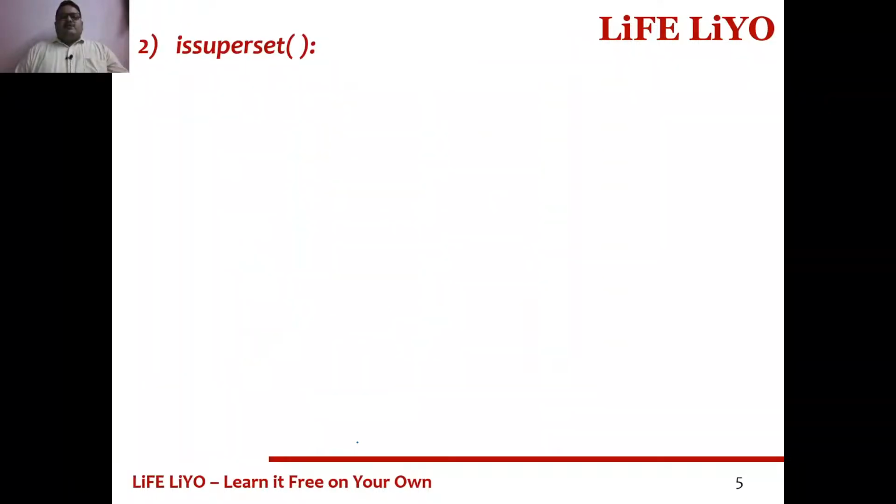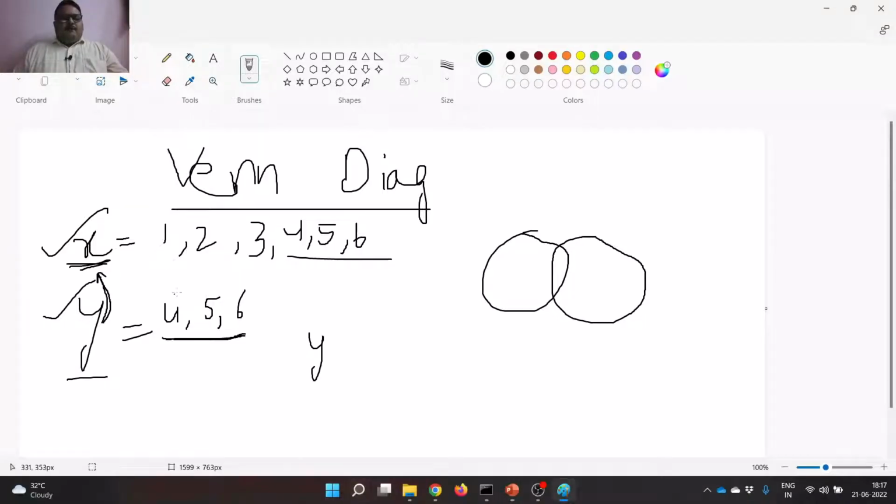Next is superset. Subset is a smaller thing; here it is a contrast to the subset. What does superset check? Superset checks whether any set is a superset of the respective set or not. Now, in this one, can we call X a superset? Yes, because X has all the elements of Y and also X consists of other elements. Then this type of set is called a superset.